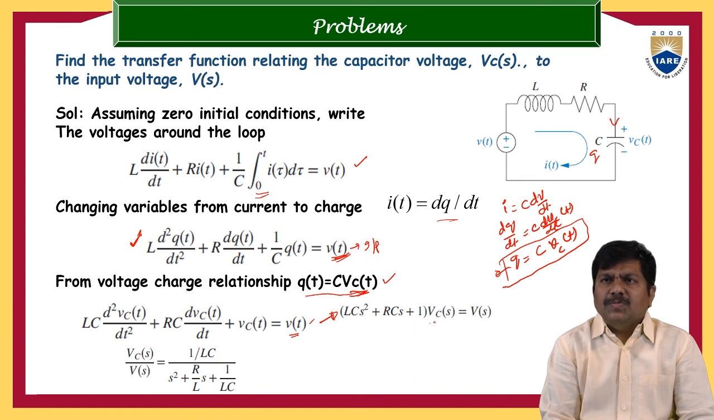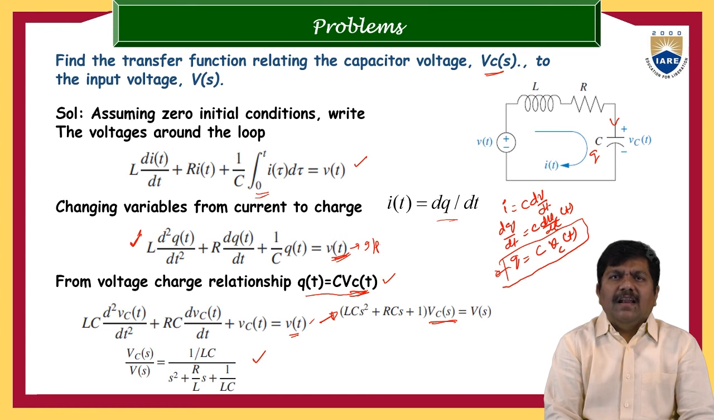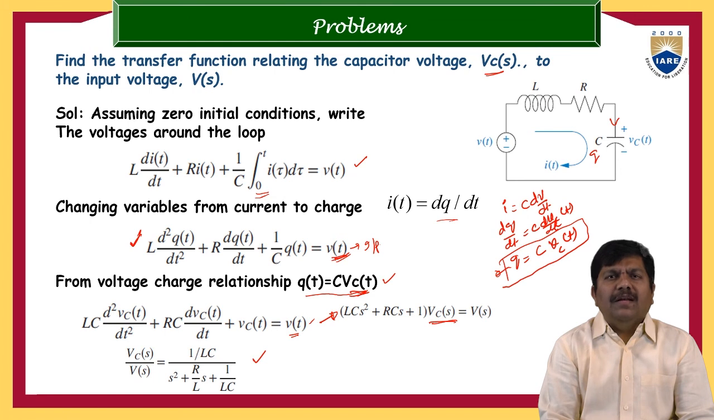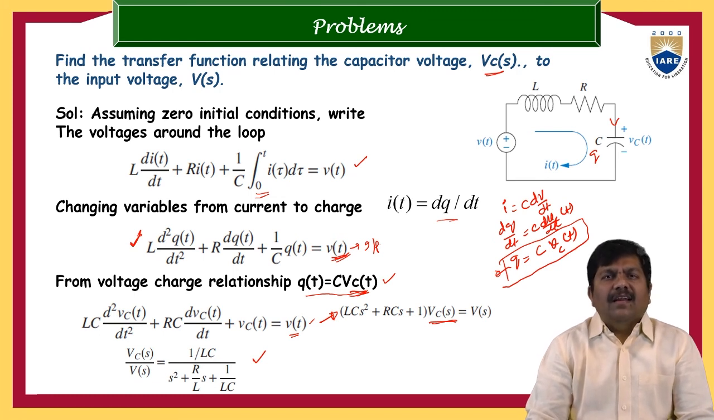After getting this expression, rearrange the equation such that we get the ratio asked for, the capacitor voltage Vc(s) to the input voltage V(s). That is (1 by LC) divided by (s square plus R by L into s plus 1 by LC). This is the transfer function of the series RLC circuit if it is excited with v(t) and the output voltage is the voltage across the capacitor. This is the method used to determine the transfer function of any given electrical system.